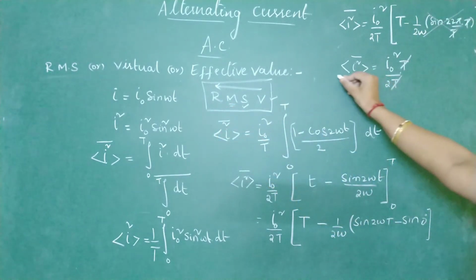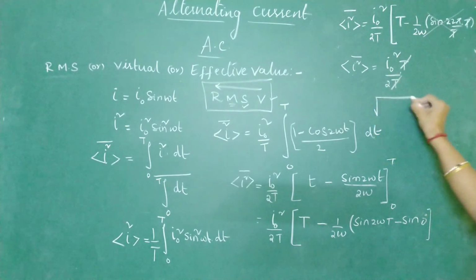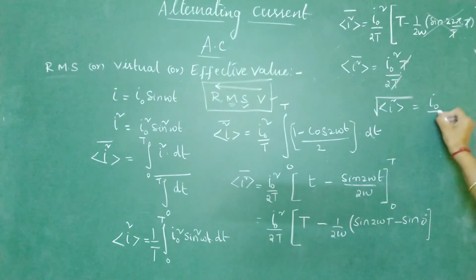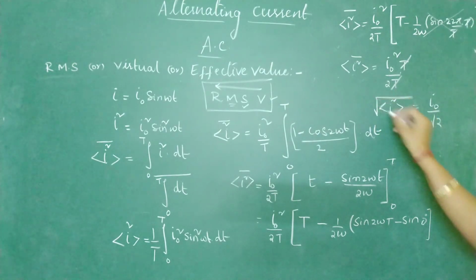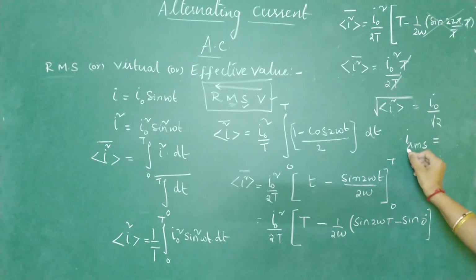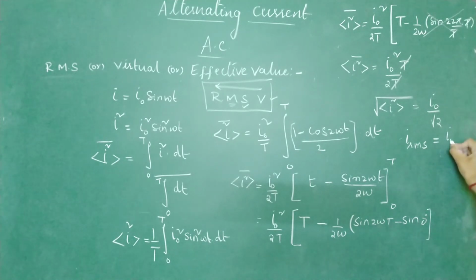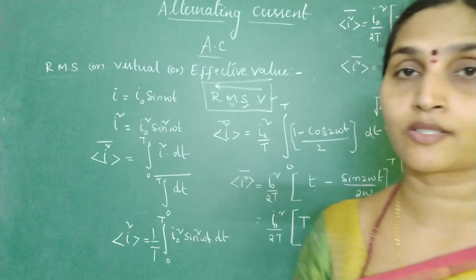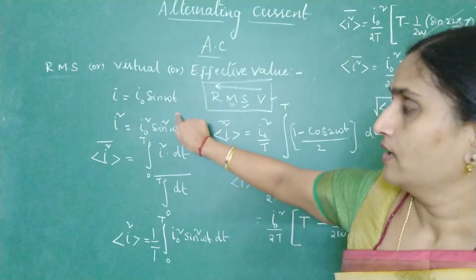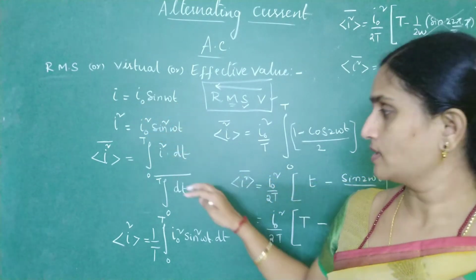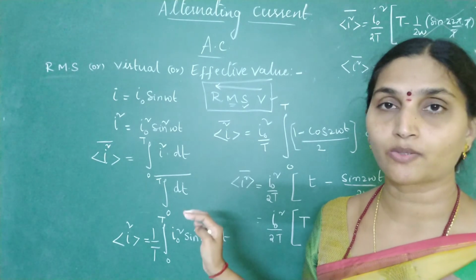So when we apply the square root on either side, the root of mean of I square, you will get I naught by root 2. This itself we are calling the root mean square value. So what is the R.M.S value equal to? I naught divided by root 2. This is how you can determine the root mean square value of an alternating current, which is represented by the equation I is equal to I naught sine omega t. So this is one method to find the root mean square value.